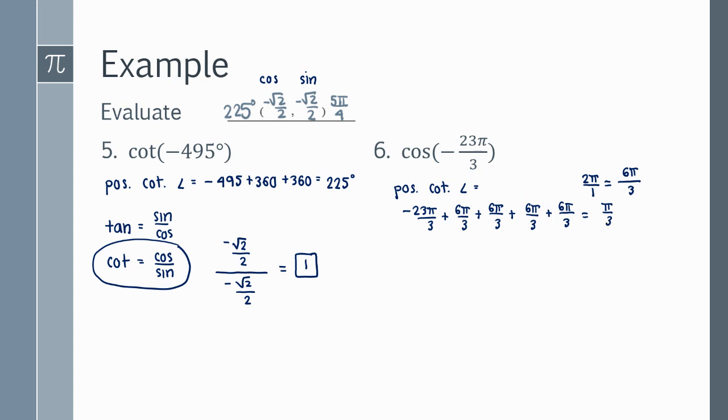All right, so pi over 3 is in the first quadrant. That gives us the ordered pair 1/2, square root of 3 over 2. Remember, if I want the cosine, in an ordered pair, cosine is first and sine is second. So I already have the answer. It is positive 1/2.